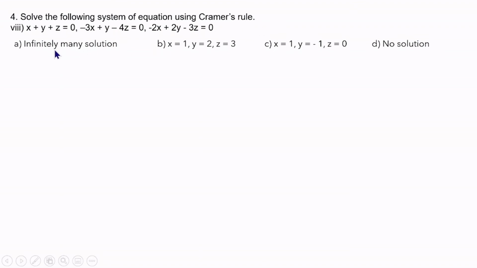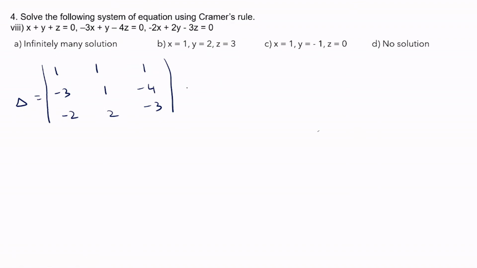The next question, x plus y plus z is equal to 0, minus 3x plus y minus 4z is equal to 0, minus 2x plus 2y minus 3z is equal to 0. Here we can see that the constant term is 0, so this is a homogeneous equation. Now let us check whether we have infinitely many solutions or not. So here delta is equal to the determinant of 1, 1, 1, minus 3, 1, minus 4, minus 2, 2, minus 3.